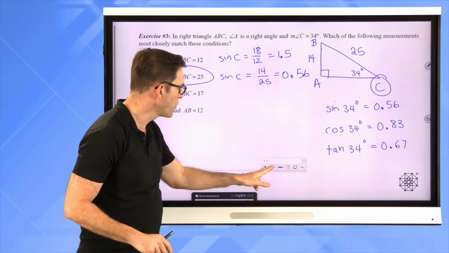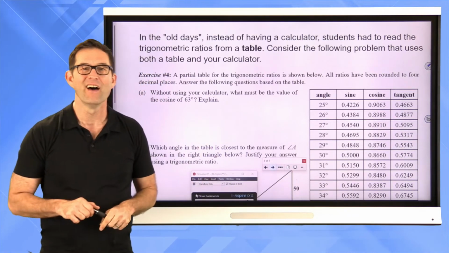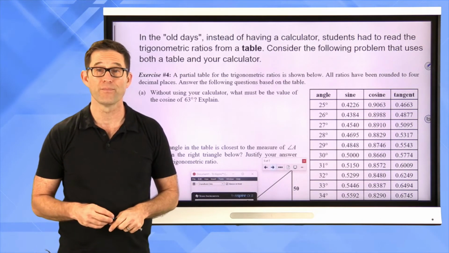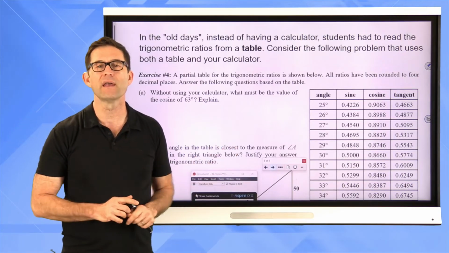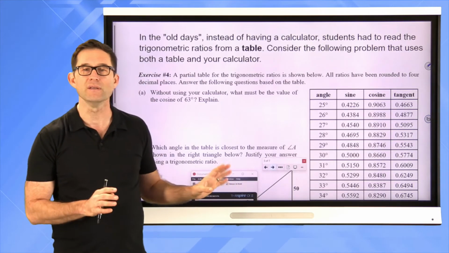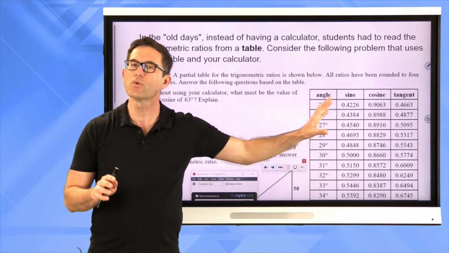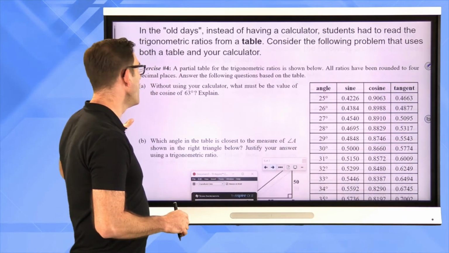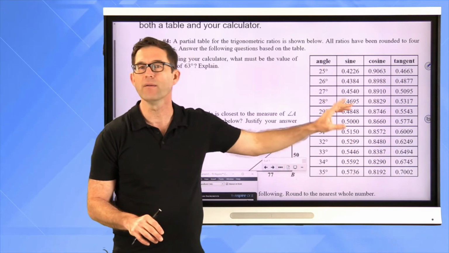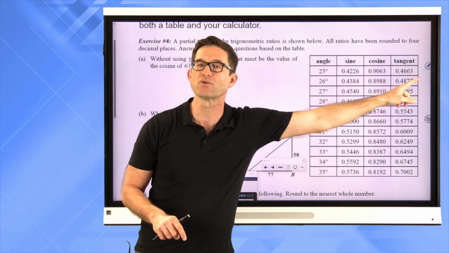All right, let's keep working with our calculators in trigonometry. Now, in the old days, instead of having a calculator, students had to read the trigonometric ratios from a table. Before we even get into this problem, even though it's much easier to do trig on a calculator, the tables were kind of nice because you could really see the ratios. In this particular table, this isn't everything, but you'd have an angle like 25 degrees and you'd be able to see the sine ratio, the cosine ratio, and the tangent ratio.